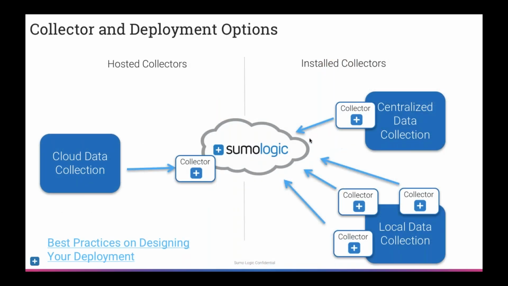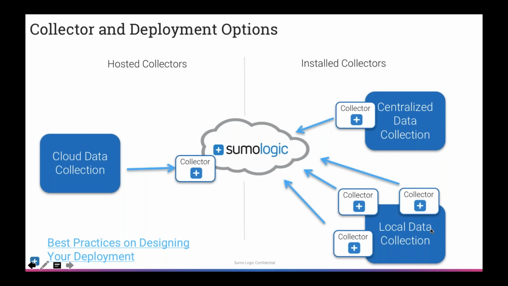Okay, so I talked about hosted collectors. I talked about installed collectors. Hosted collectors are pretty straightforward, as I mentioned before. It's cloud-to-cloud collection, and there's just one quote-unquote flavor for it. For the installed collectors, we have two flavors, which I already alluded to. We have what we call a centralized data collector. That means you have a whole bunch of machines that send data to one collector and then on to Sumo.